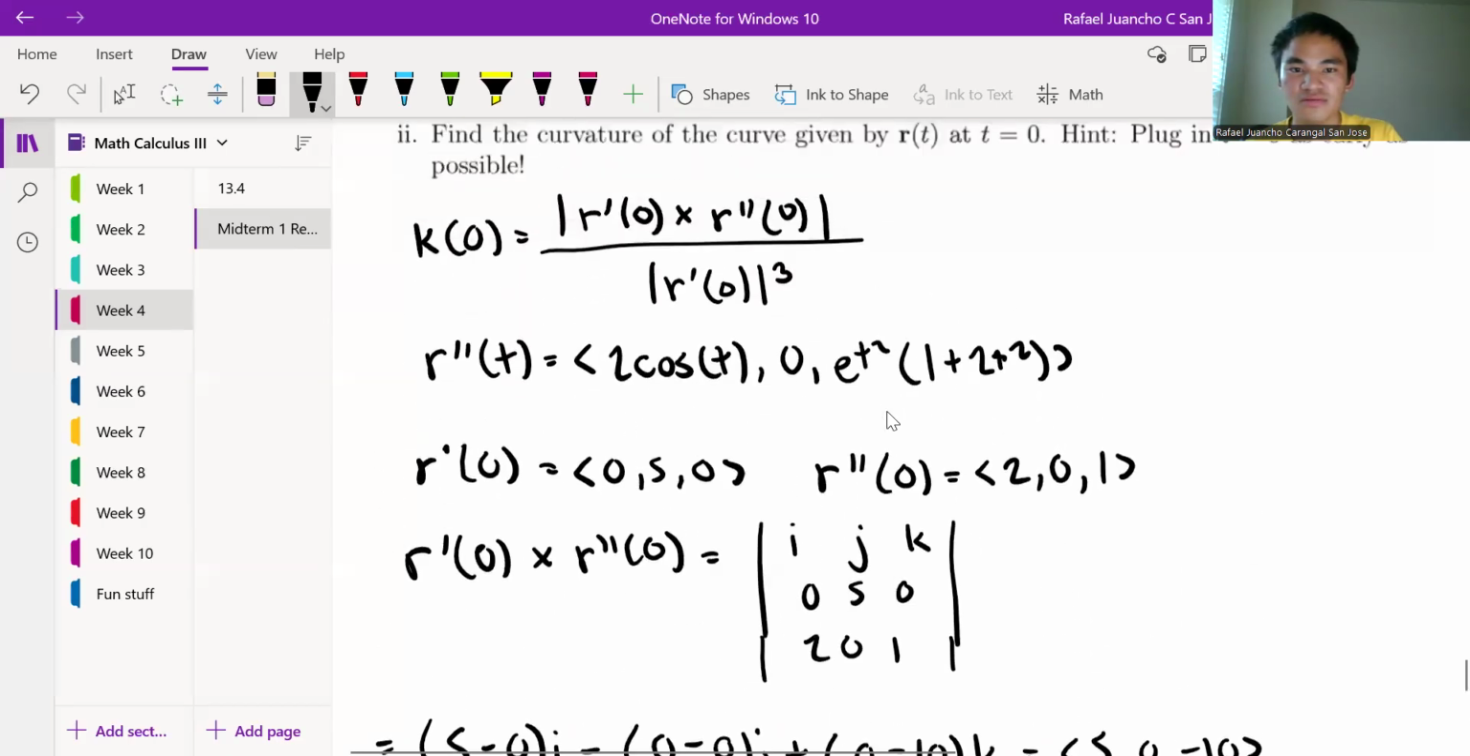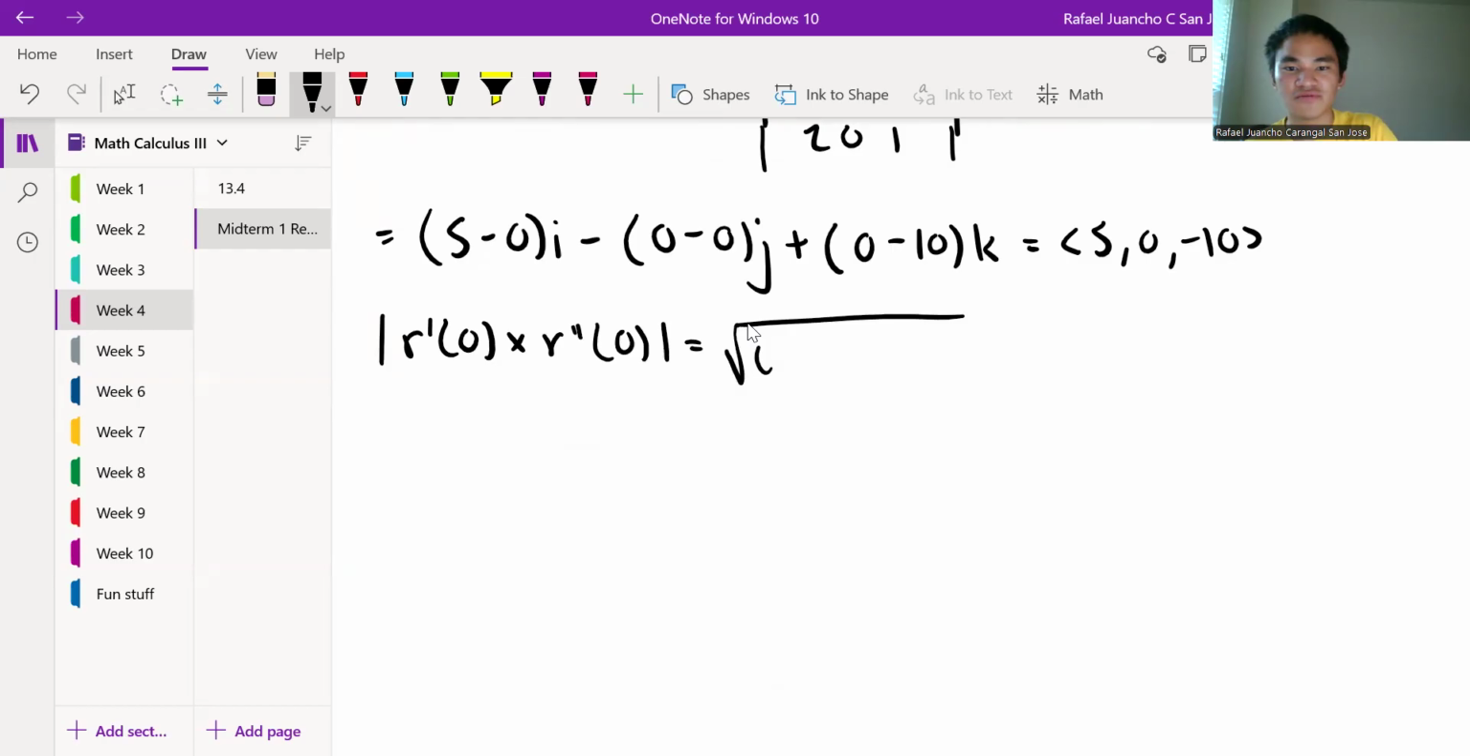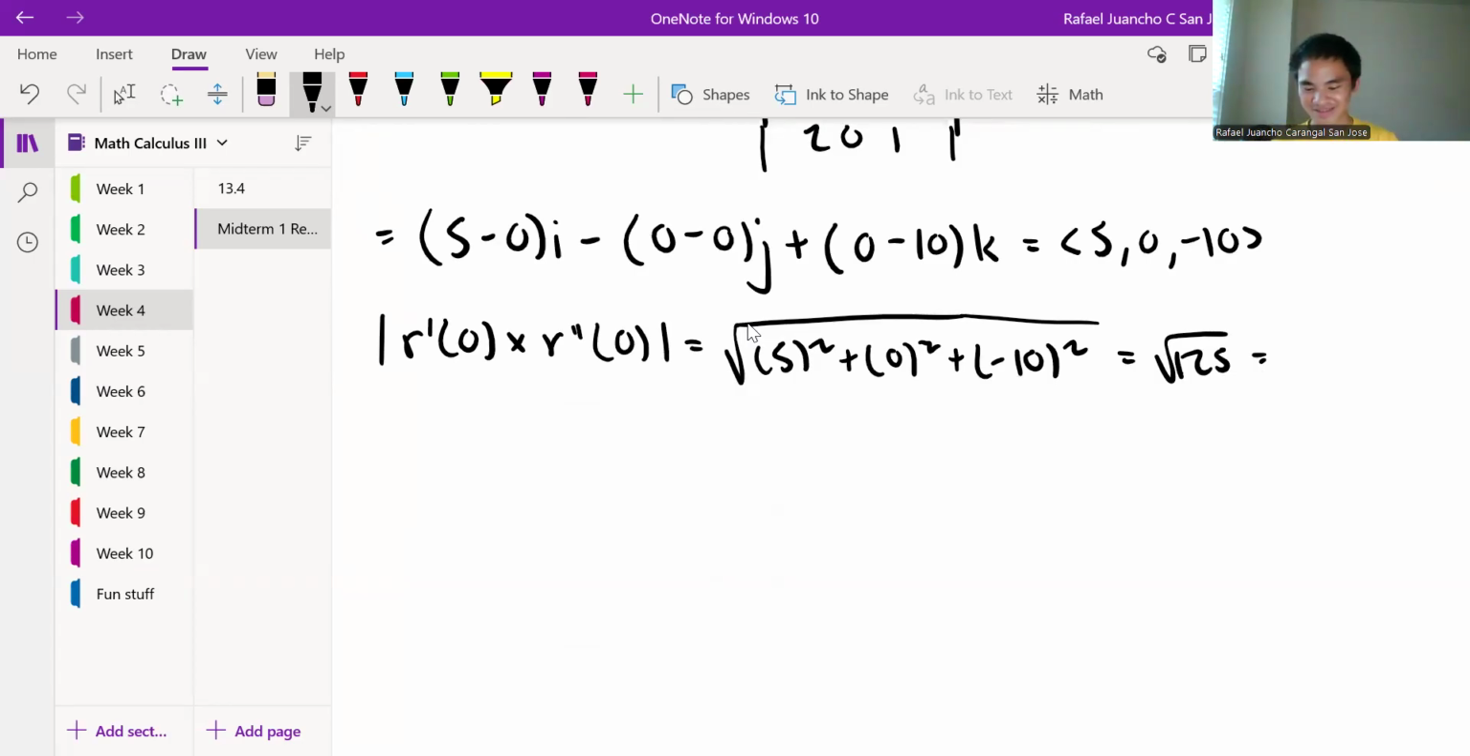Now I get the length of this thing. It's just the distance formula. This is just 25 plus 100, so 125. And what is that? Oh, okay, so it's actually just 5 square root 5.